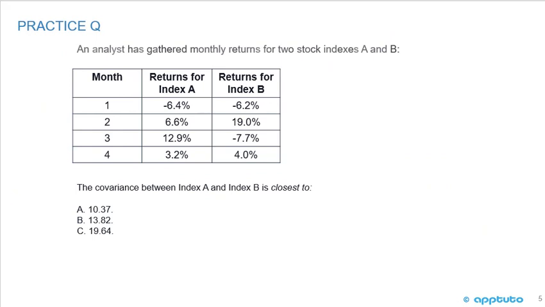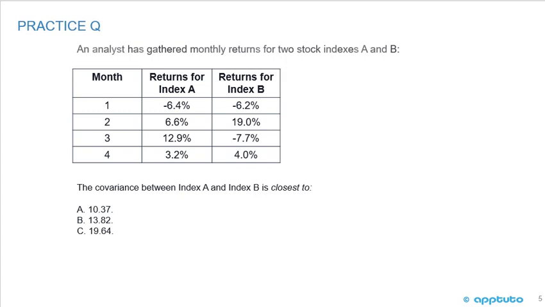So the LOS does say to calculate the covariance, so this is a nice little practice problem to check your understanding. An analyst has gathered monthly returns for two stock indexes, A and B. So we have the 4 months. We have the returns for index A: month 1, negative 6.4%, month 2, 6.6%, month 3, 12.9%, and month 4, 3.2%. Then we have the returns for index B: month 1, negative 6.2%, month 2, 19%, month 3, negative 7.7%, and then month 4, 4%.